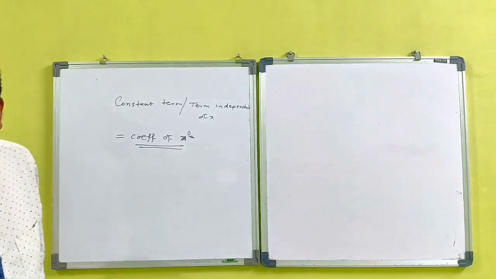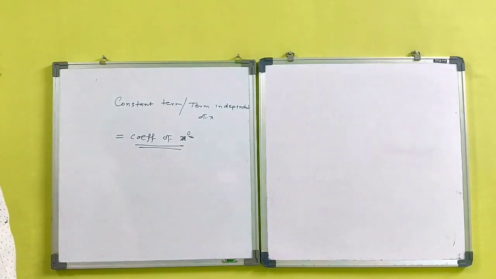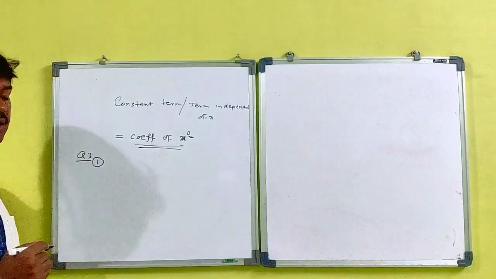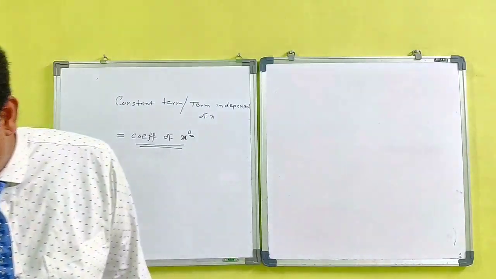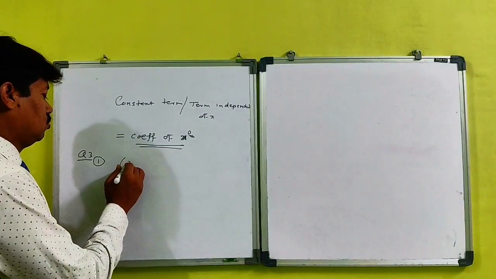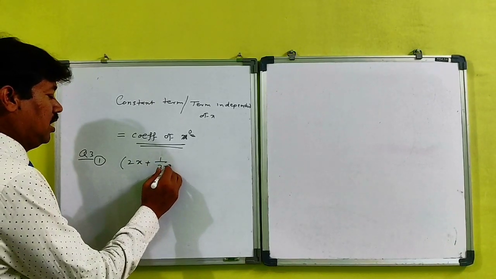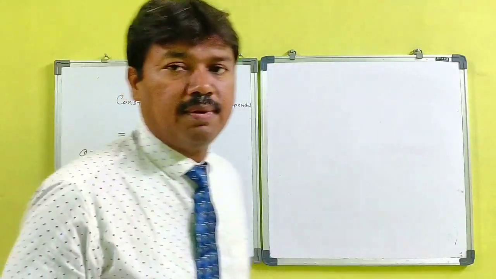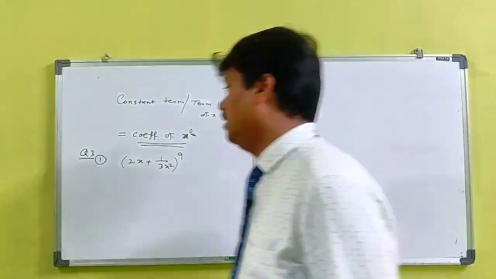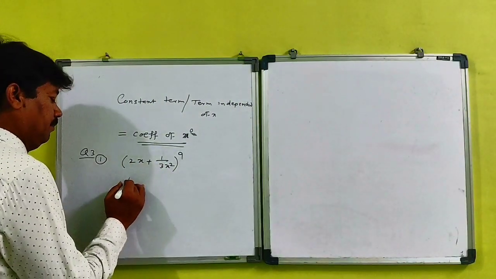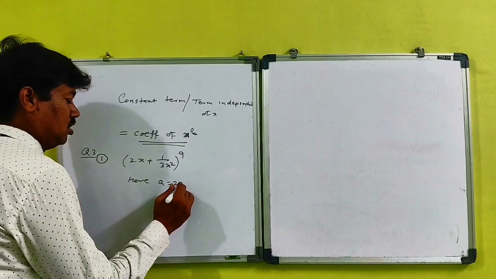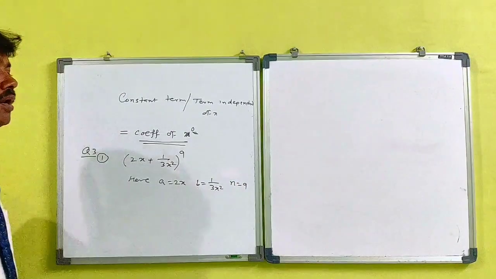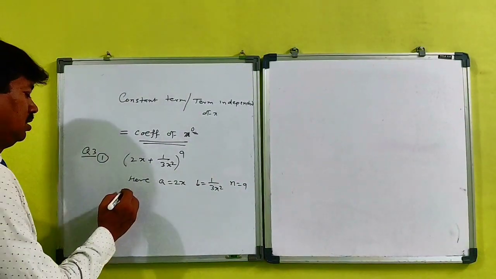So in this, question number 3 of your exercise. First, find the term independent of x in the expansion of 2x plus 1 upon 3x squared, raised to 9. So again that basic part is the same, you have to find T R plus 1. So here we can say A is equal to 2x, B is equal to 1 upon 3x squared, and N is equal to 9.